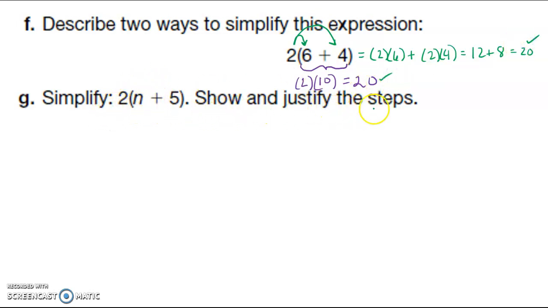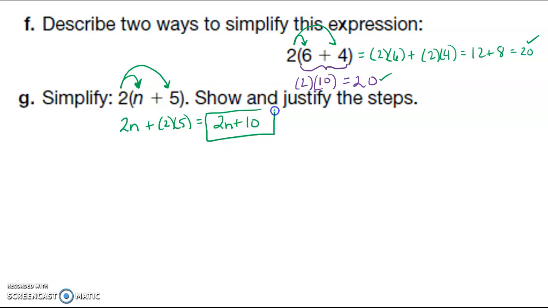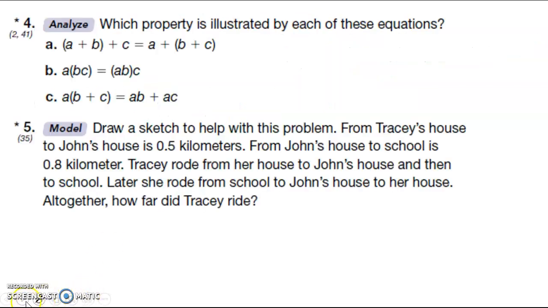Simplify this and show and justify the steps. Now, spoiler alert, since there's no equal sign, we're not actually going to solve for anything. We're just going to distribute the 2. A lot of times when kids see letters in formulas, they think they need to solve, but there's no equal to anything, so we're not solving. So we have 2 times n plus 2 times 5, which is 2 times n plus 10. And that's as far as that's going to go.